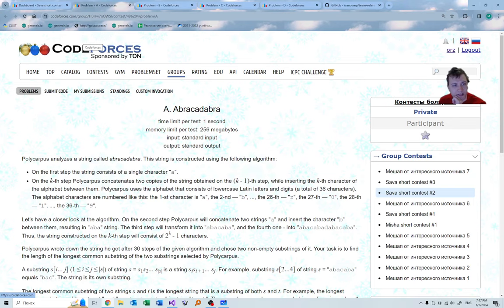Polycarpus analyzes a string Abracadabra. In the first step, it's only A. On the K-th step, he concatenates two copies of this string and inserts the K-th character of the alphabet between them. Okay, this is a very well known procedure, and it gives the CTZ. It just gives the CTZ of the current number.